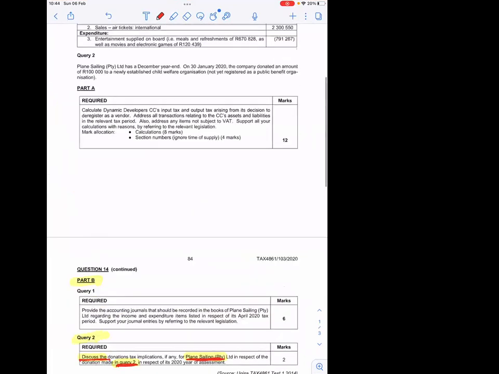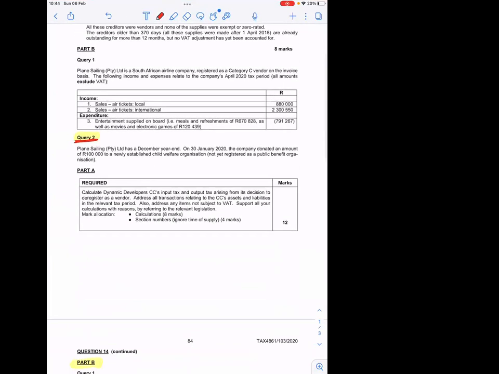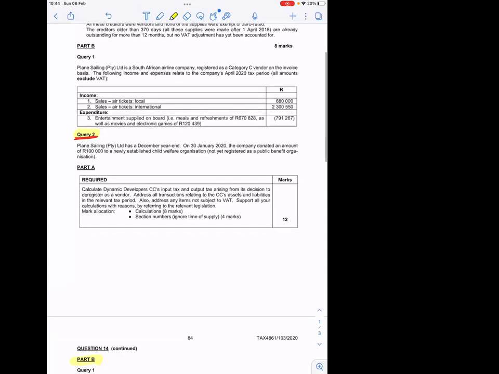Right. So we go here, good people. Now we are required to write. This is your query 2 there. Right? They write here. Plain Sailing Limited is a December year end. On 30 June of 2020, the company donated an amount of 100,000 to a newly established child welfare organization, not yet a registered public benefit organization. It's a past test, this one. Right, so what are the points to take? It's a company. The donation date was that one.